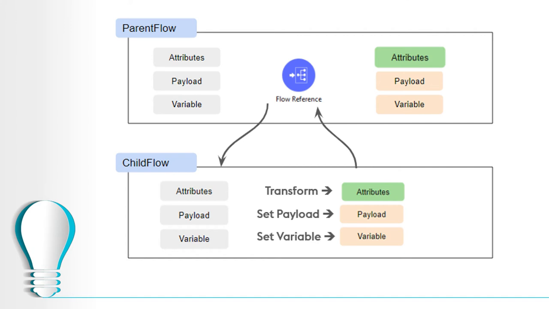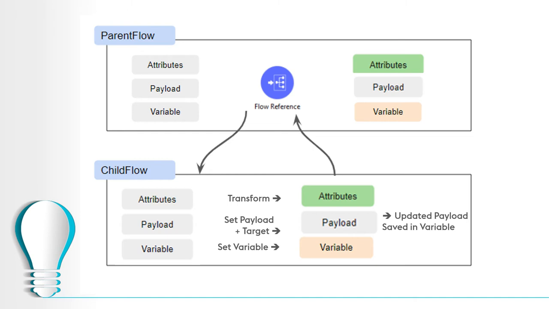But all the permutation combinations can be thought of from this one diagram. So keep this very well in your mind. See how the original Mule event is being passed to the child flow. See if it is getting transformed or not. See what parameters are getting transformed and what are getting returned back. Based on that, you can answer this question very well.